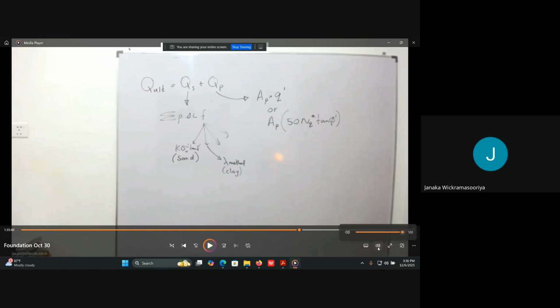Don't we have sound here? Right, okay. So the ultimate capacity Q ultimate is equal to Qs plus Qp, skin friction plus the point load. Point load can be found like this: Qp equals Ap times q dash times Nq star tan phi dash. And when you need to find the skin friction, you can find it like this: sigma p delta L f. For sand, you can use this equation K sigma naught dash tan delta, and for the clay you can use the lambda method and beta method, right?